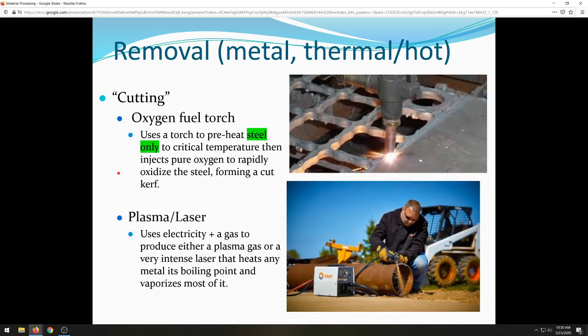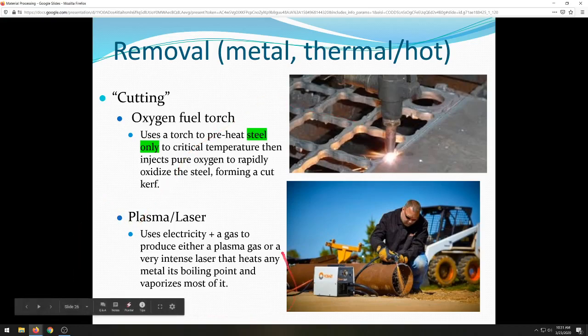All right, so thermal processes for metal in particular. We've got cutting. This is for steel only. The oxy-fuel torch here. You basically use a torch. You preheat steel to a critical temperature, and then you inject a jet of pure oxygen that rapidly oxidizes the steel. Basically, it creates this chemical reaction that's exothermic, so it actually adds heat to everything, and it forms a cut curve. You can see the torch head here forming a nice cut, but it also cut out all these parts as well. There is this oxide slag that comes out of it. This can be done by hand, or there are computer-controlled torches, which are still very common in industry.